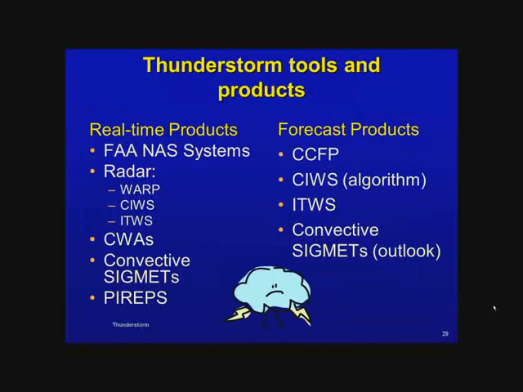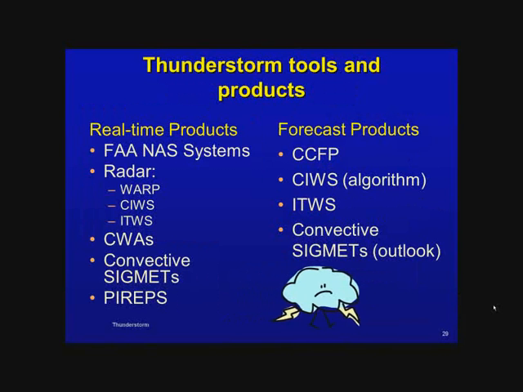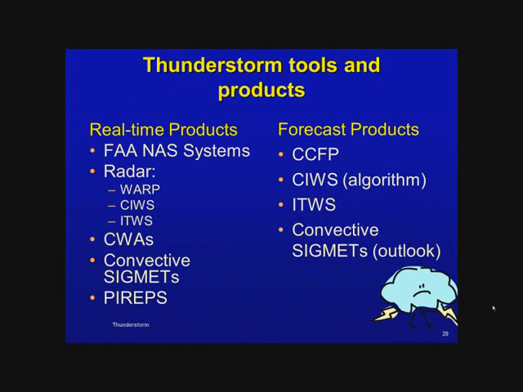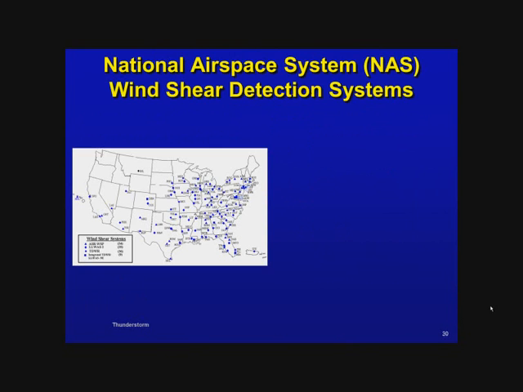Now, how do we follow the thunderstorm development and movement? Well, there are 2 different types of products. There's real-time products and there's forecast products. Real-time products give users awareness of thunderstorms and related events as they occur, while forecast products provide a glimpse of thunderstorm characteristics in the future. Let's first look at real-time products.